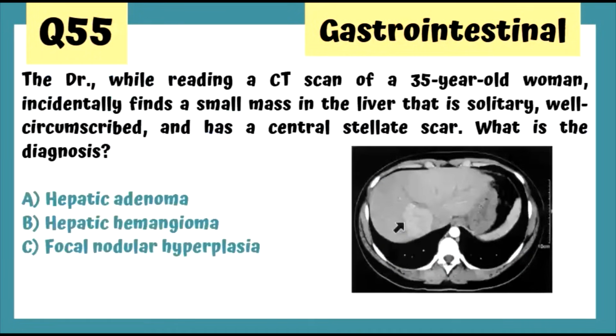Question 55. The doctor, while reading a CAT scan of a 35-year-old woman, incidentally finds a small mass in the liver that is solitary, well circumscribed, and has a central stellate scar.